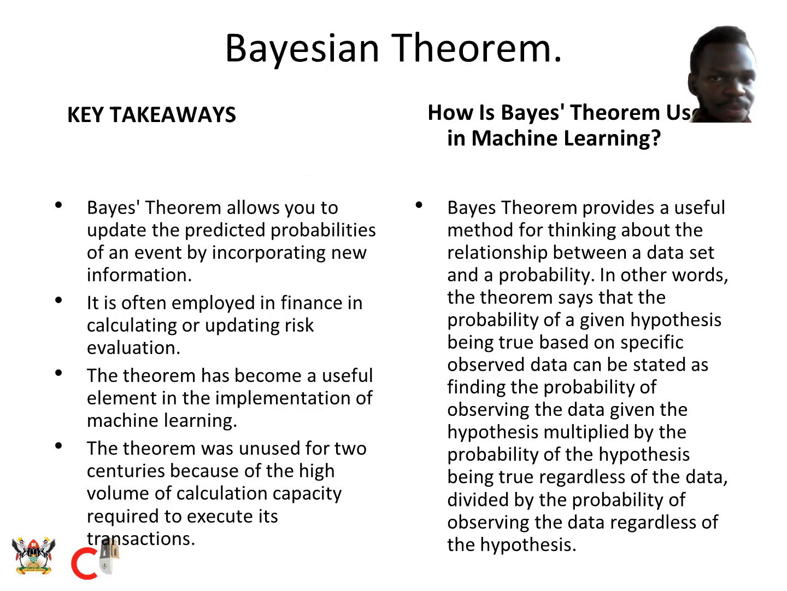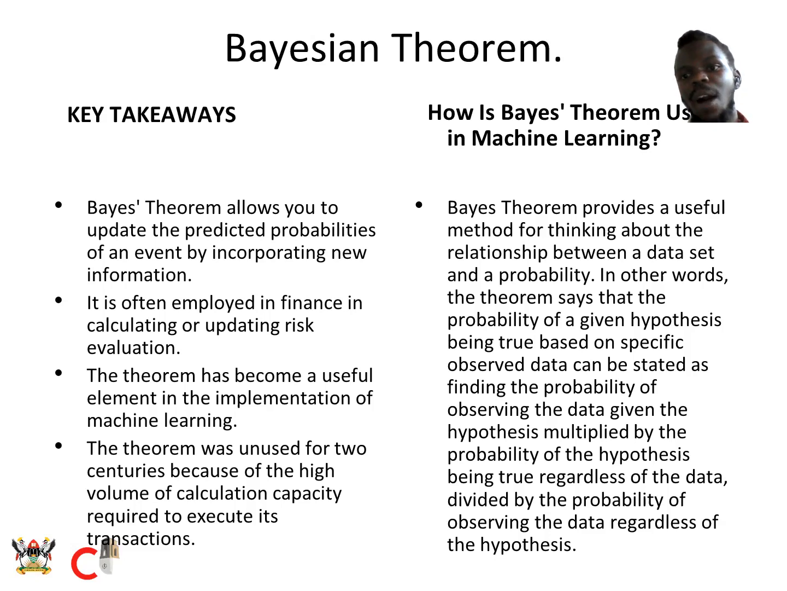Then I have the takeaways. Bayesian theory allows you to update the predicted probabilities of an event by incorporating new information. It's often employed in finance for updating risk evaluation. The theorem has become a useful element in the implementation of machine learning. The theorem was previously less useful because of the high volume of calculation capacity required to execute its transactions.